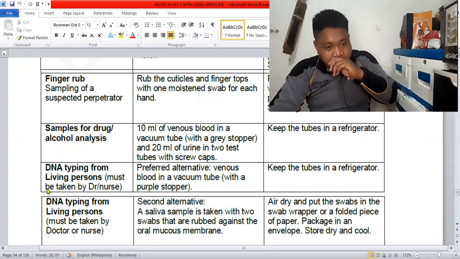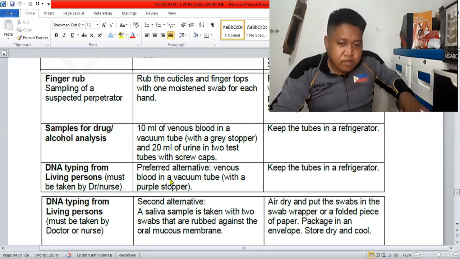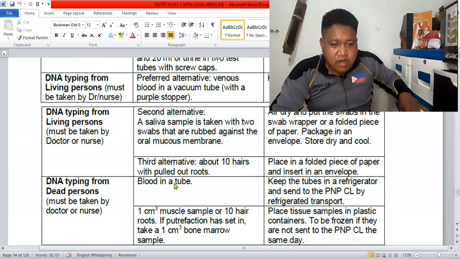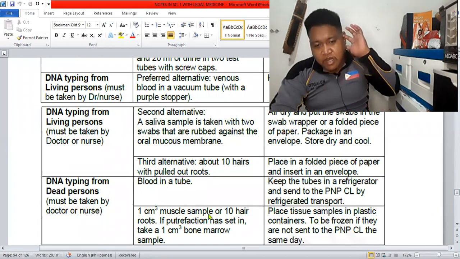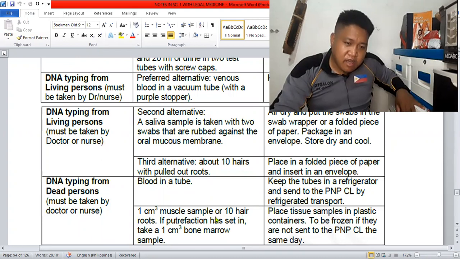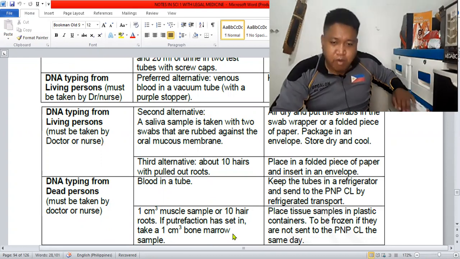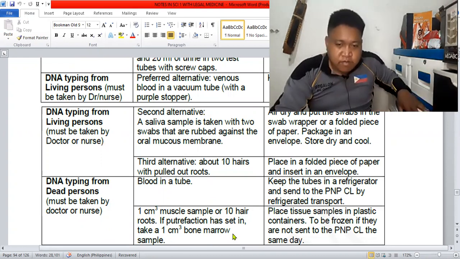Okay? So tingnan nyo itong DNA from living persons. Preferred alternative is the venous blood. The second alternative is saliva. So yan yung dalawang ginagamit for DNA typing. DNA typing naman for dead persons: blood in a tube, 1 cubic centimeter muscle sample or 10 hair roots. If putrefaction has set in, it has been decomposed, then take 1 cubic centimeter bone marrow sample. Kasi nga na agnas na. Okay?